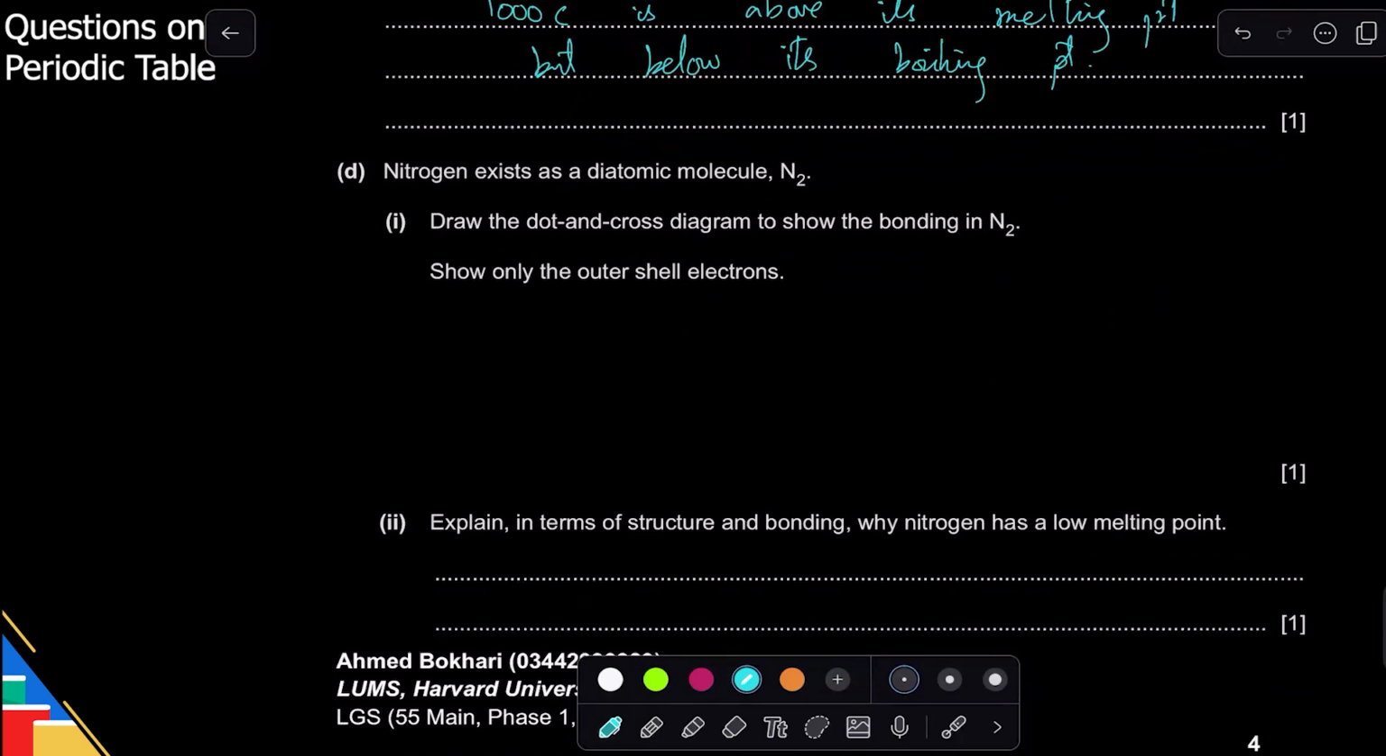Nitrogen exists as diatomic molecule. Diatomic means a molecule with 2 atoms. Draw the dot and cross diagram to show the bonding in nitrogen. Again, we have to show the bonding, which means कि nitrogen की हमें molecule बनाना है, just like we did it for chlorine. So we'll draw 2 circles. Nitrogen group 5, which means it needs 3 electrons. So it will share 3. So 1, 2, and 3.